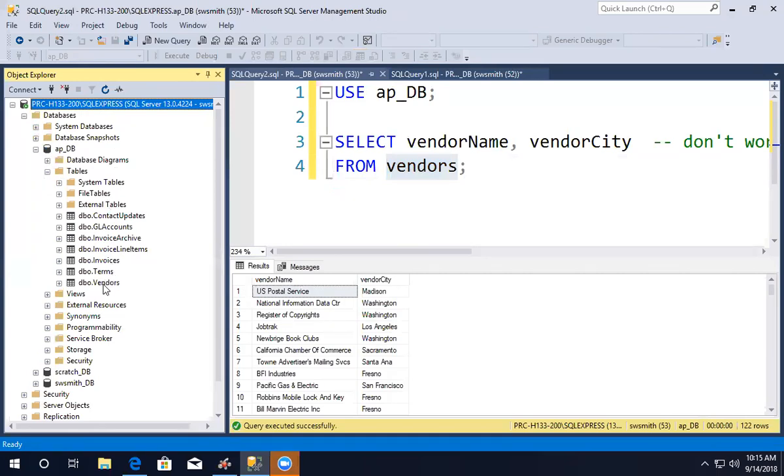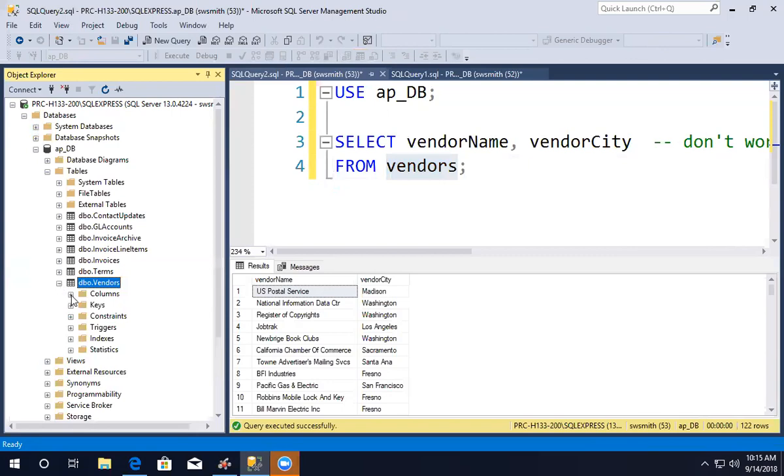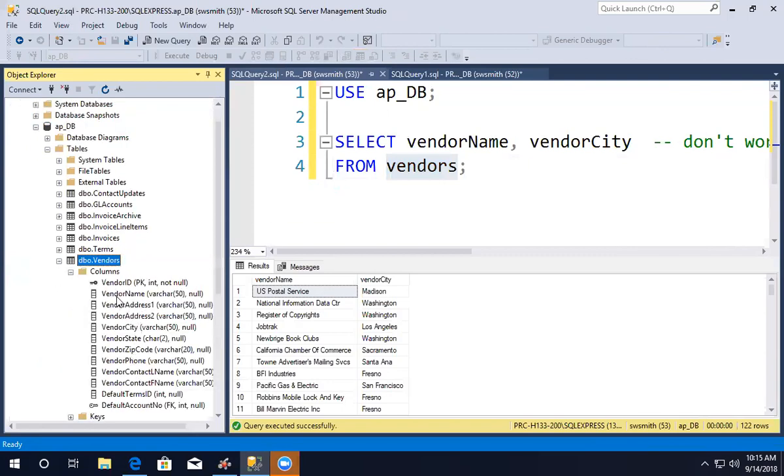And so the table that we're talking about now is vendors. If I drop it down, I can look at the columns of it. So one of the columns is called vendor name, and it is of type varchar. We learned about varchar, variable length character. And these are the data that we returned from vendors. So vendor name, vendor city. Show me all of them from vendors.